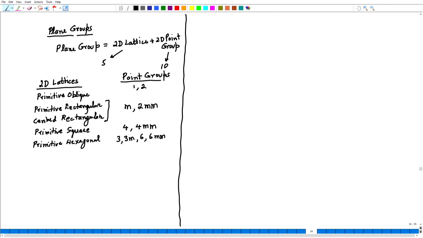Now, let us take an example just to see why I am saying that only these point groups, or the specific point groups for a specific lattice, have to be compatible. So, these are what I can call compatible point groups for the individual lattices. So, let us take an example. Let us consider a square lattice.